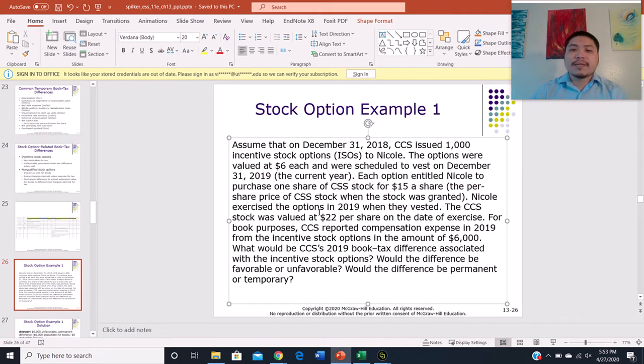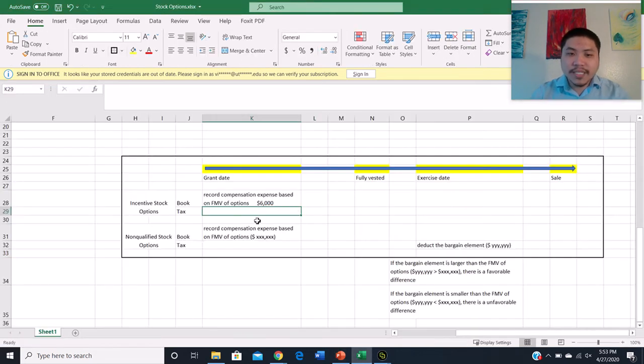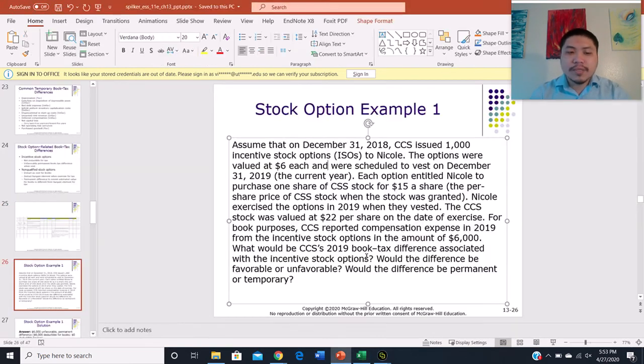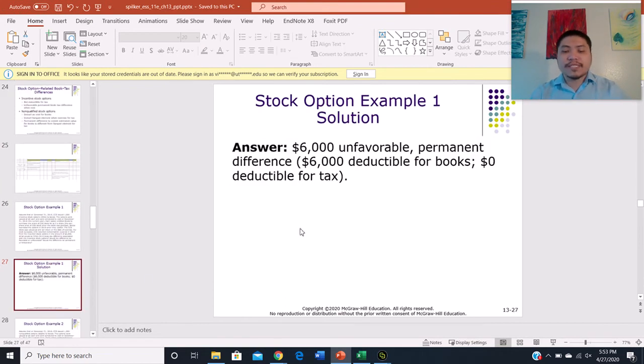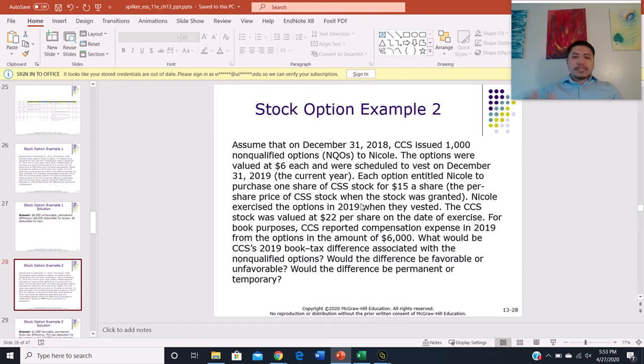And because there's no way this can be reversed in the future, it's going to be a permanent difference. So let's look at the answer. $6,000 unfavorable permanent difference, because we can deduct $6,000 for books, but $0 for tax. All right, so let's look at the second example.